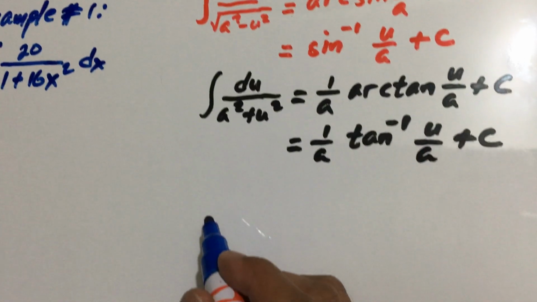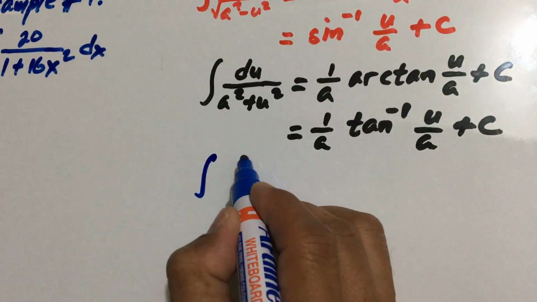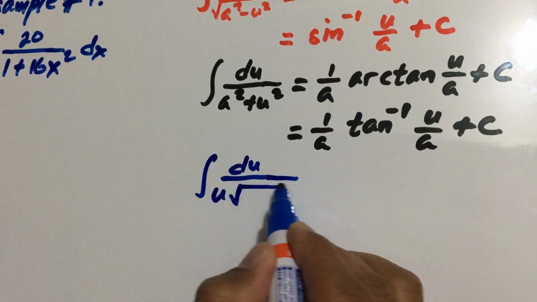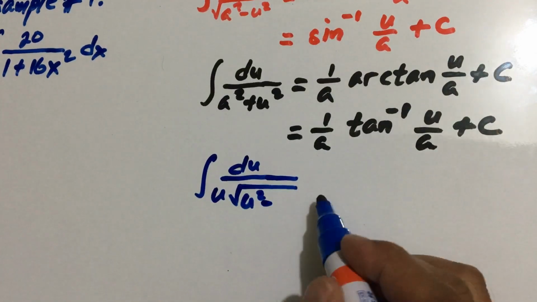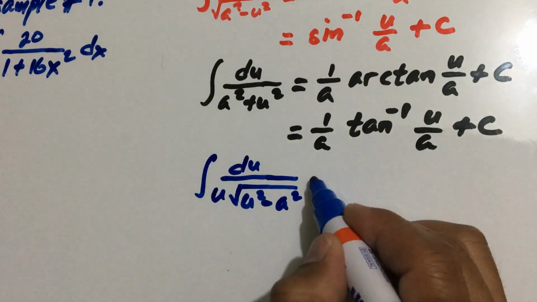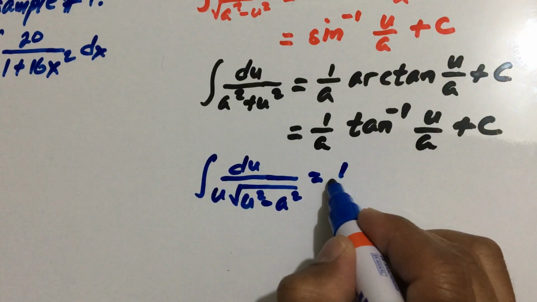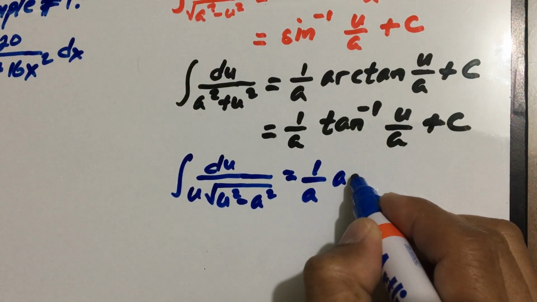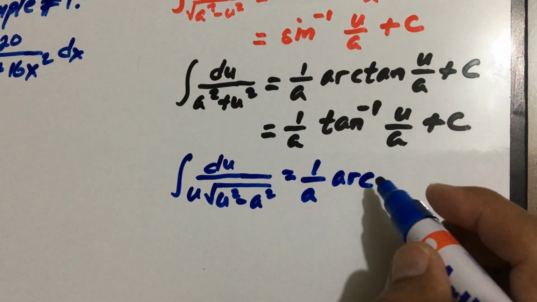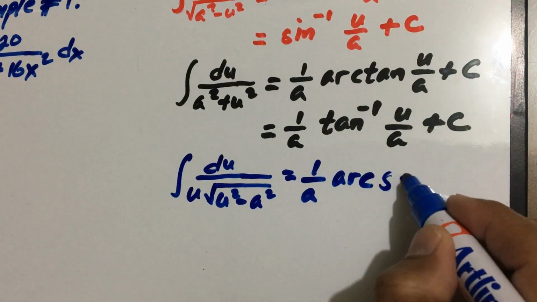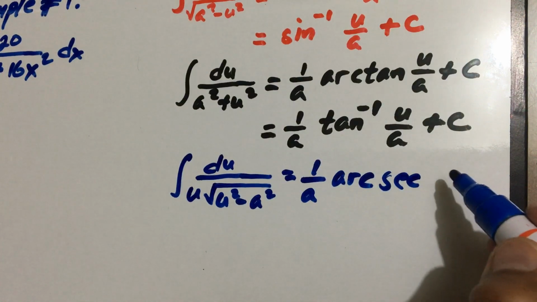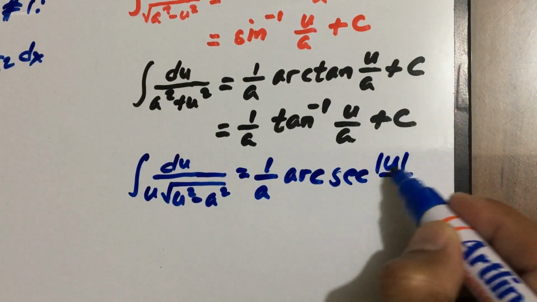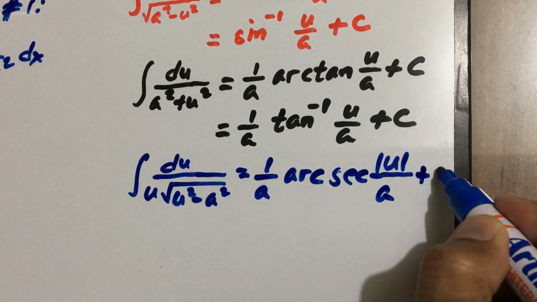And the third one, we have the integral of du divided by u times the square root of u squared minus a squared equal to 1 over a times the arc secant absolute value of u divided by a, then plus c.